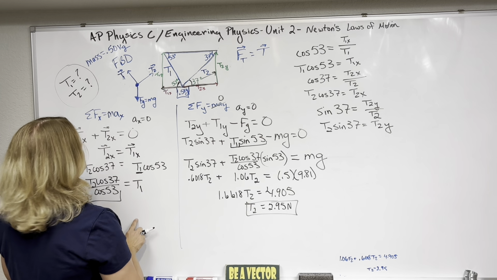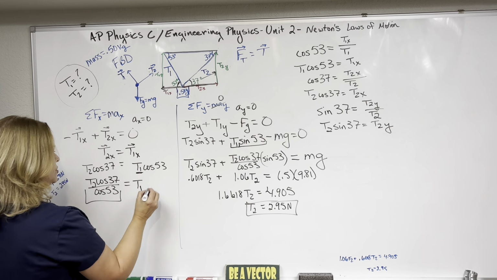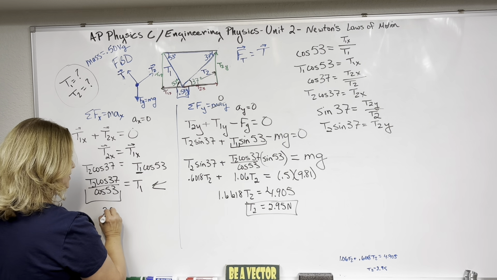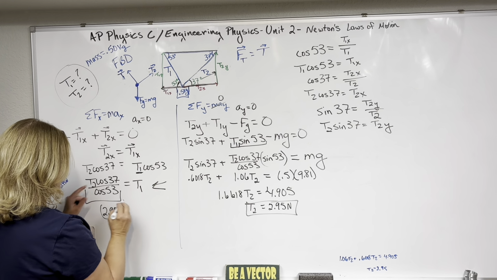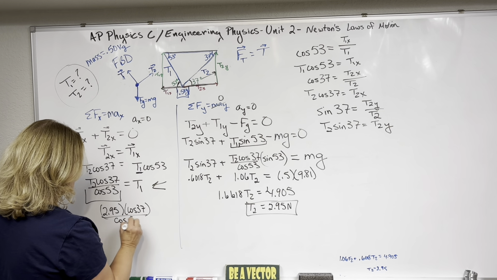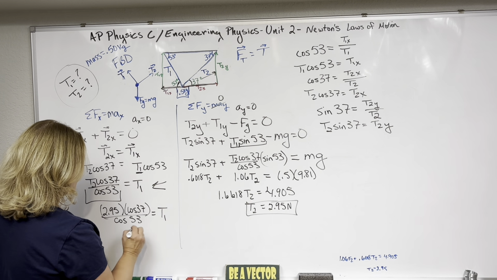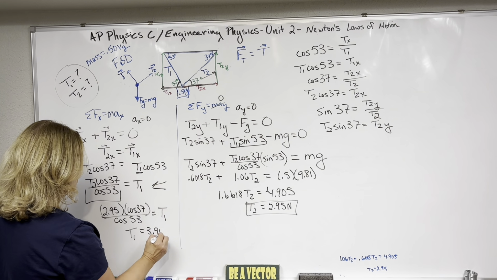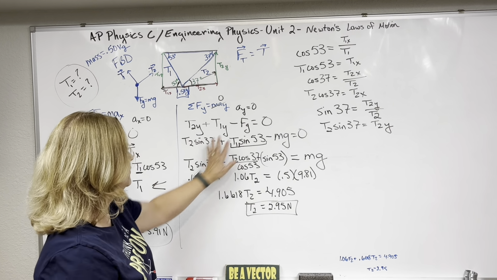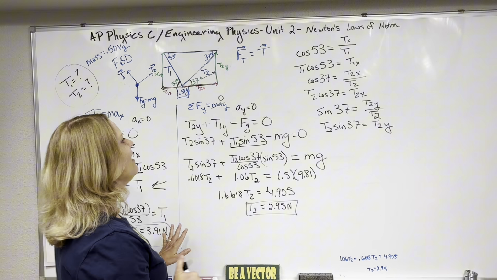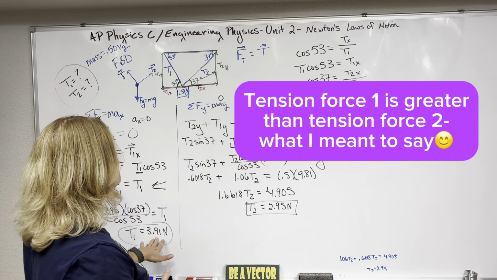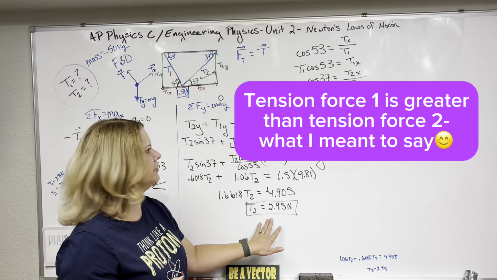Now I need tension 1 though. They asked for both. Well, okay, I've got an equation for that right here with T2 in it. I know T2 now. So that's going to be 2.95, which is T2, times cosine of 37 divided by cosine of 53, and I get T1, which happens to be 3.91 newtons. And that is how you do this problem. It's not pretty. This gets pretty ugly right here. But that is how you do that tension. And my tension 1 has more force than my tension 2, if you notice that.